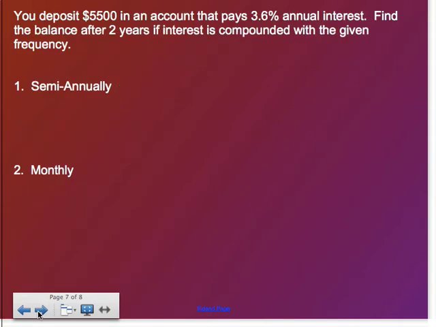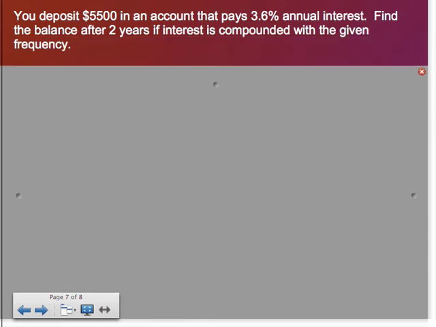So let's try and do this. If I take a look at this one right here, it says you deposit $5,500 in an account that pays 3.6% annual interest. So stop right there for a second. Start identifying stuff as you go. It says you deposit $5,500 in an account. I'm starting with that. So I think right there is my initial amount. Immediately I go, hey, I know something right here. It's going to be some sort of initial amount.